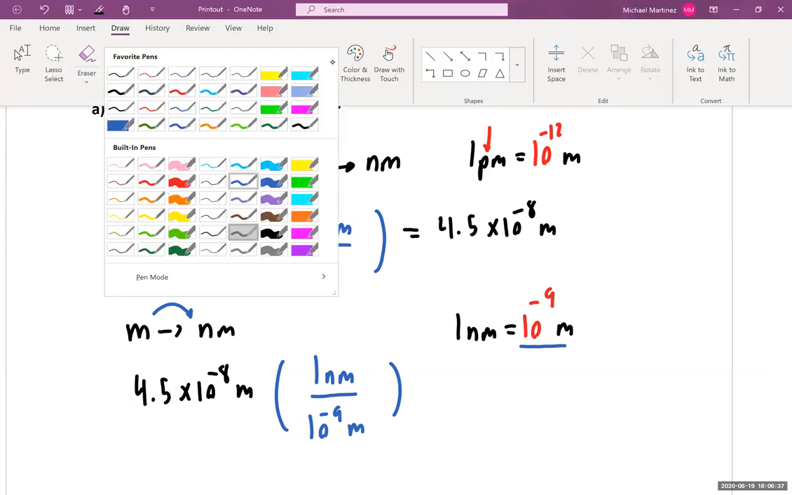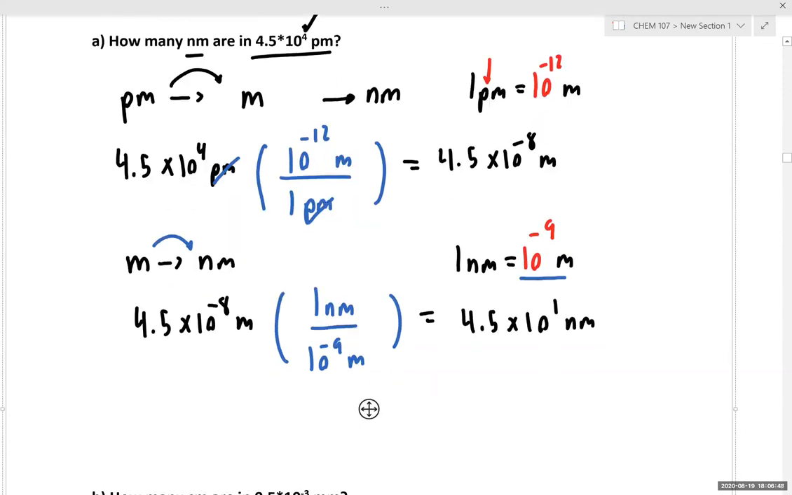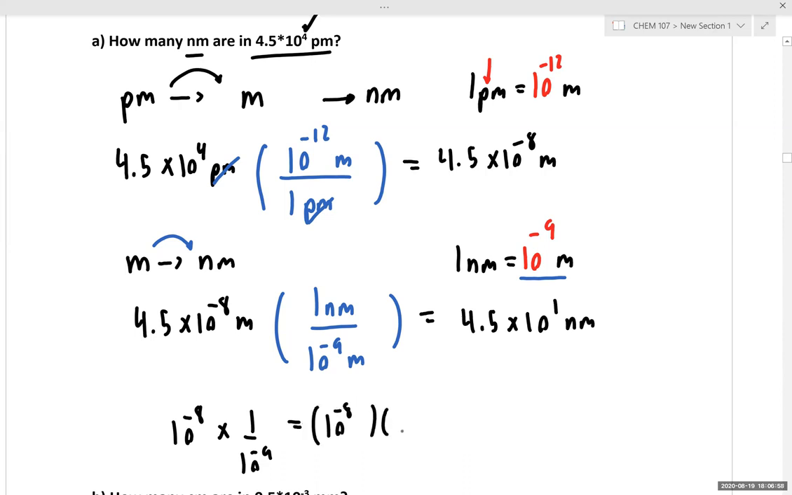So then that gives us 4.5 times 10 to the first nanometers. And just to showcase how that works, when we have 10 to the negative 8th times 1 over 10 to the negative 9th, that's equivalent to 10 to the negative 8th times 10 to the 9th, and that gives us 10 to the first.